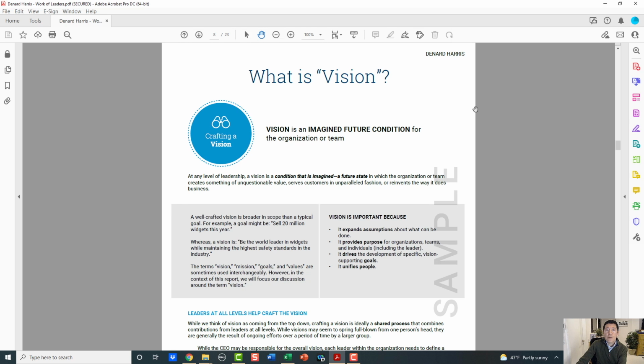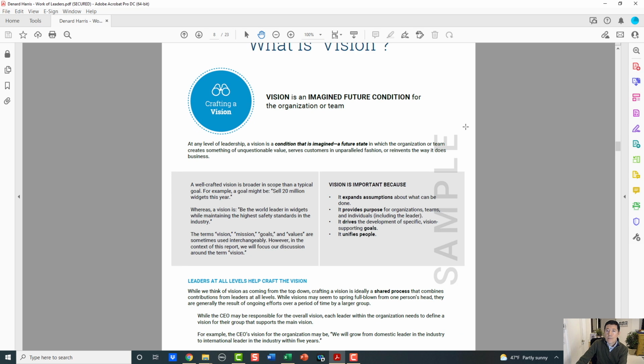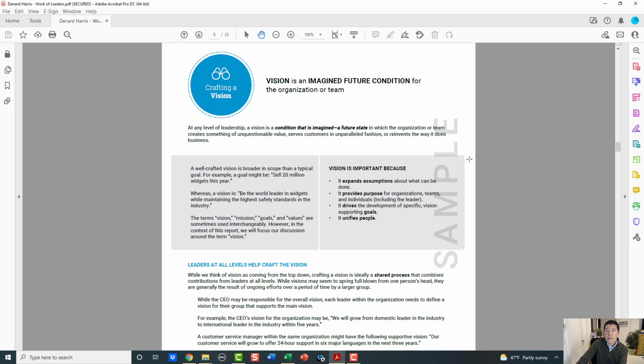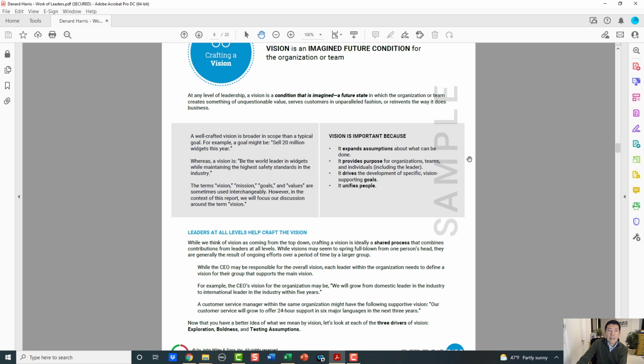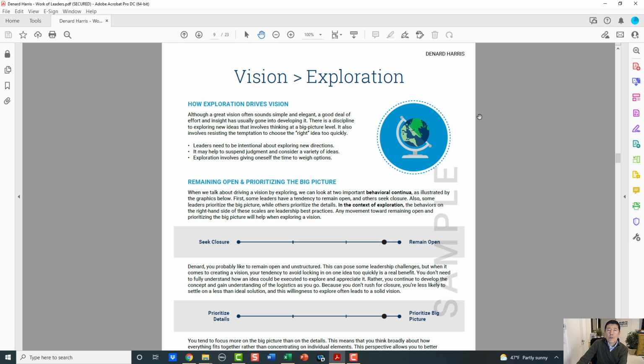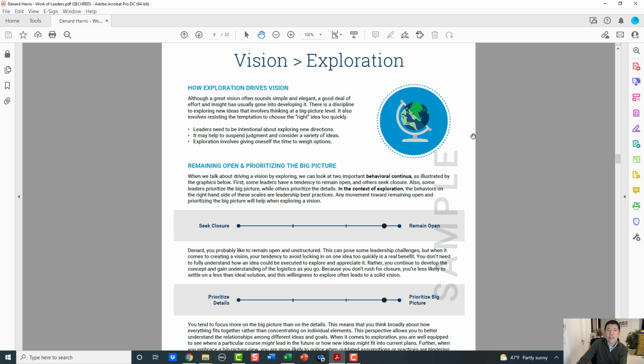Let's start with vision. First, we want to have a common definition for the purposes of this report so that the leader understands how we see vision from this report's perspective. We establish why vision is important, and we also describe that leaders craft vision at all levels. And then we believe that there are some best practices associated with crafting a vision, and those are the sub-elements. For example, under exploration, we believe that there are best practices of remaining open and prioritizing the big picture.